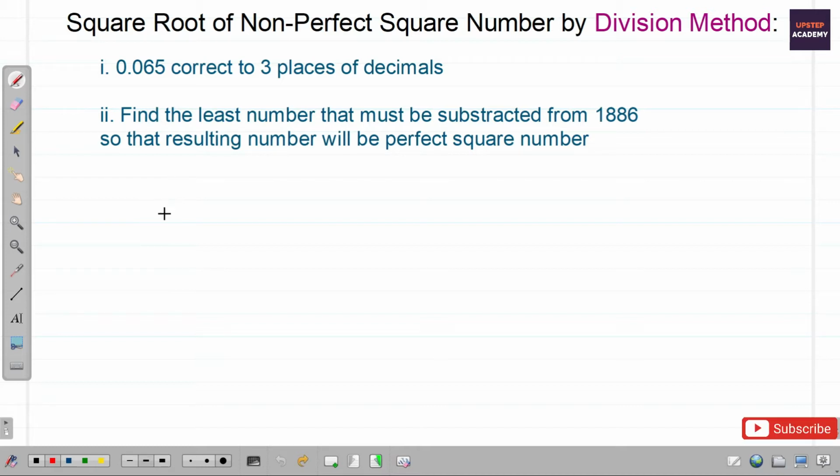In this tutorial, we are going to see two more examples for finding the square root of a non-perfect square number by the division method. In the previous tutorial, we saw one example of a whole number. But here, we are going to see how to find the square root of a non-perfect decimal number, and one other type of problem. So let us begin with our first problem.